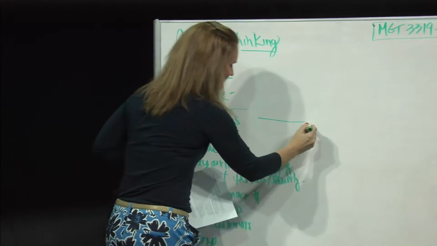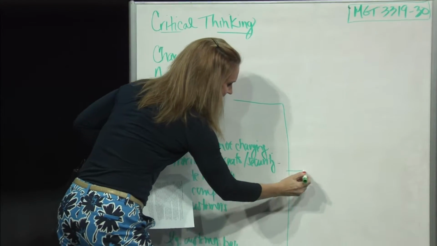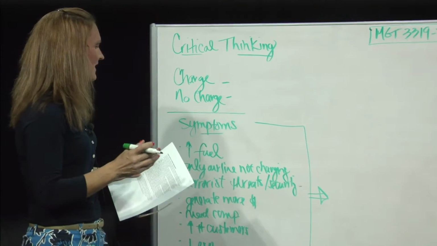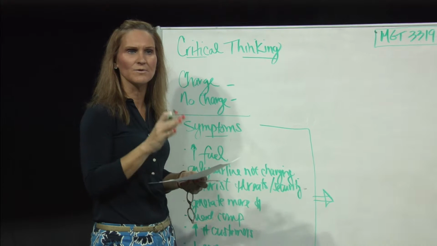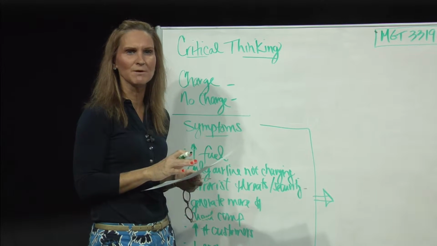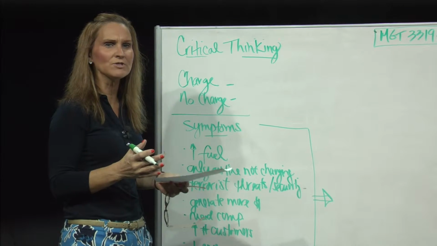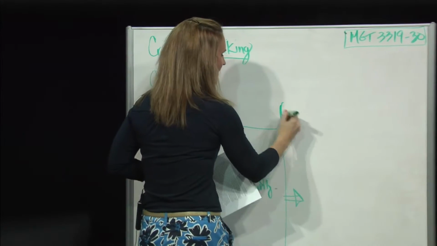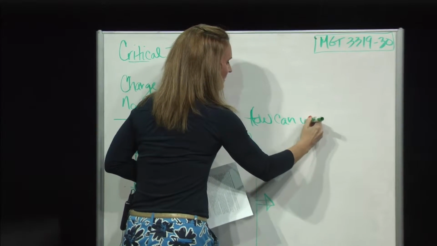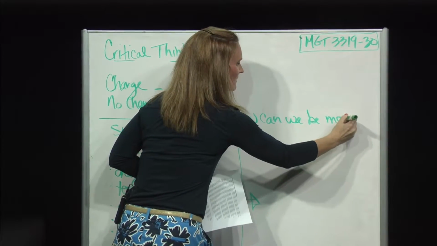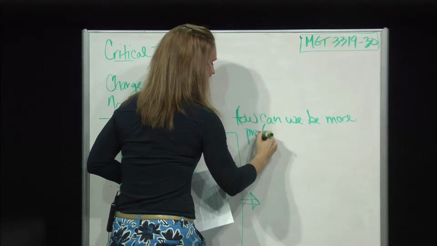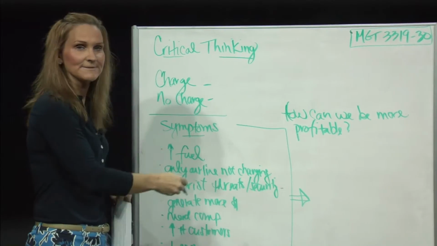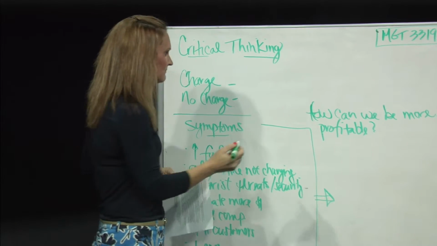So when we take all of this, what we want to do is step back and look at all these symptoms and say, what is the real problem? And so when we look at that, you may find that looking in the index or the table of contents of your textbook might be a good place to start. But what we're trying to do now is not charge or no charge. We're trying to figure out how can we be more profitable. That might be a problem statement that encompasses all of this. How can we be more profitable?